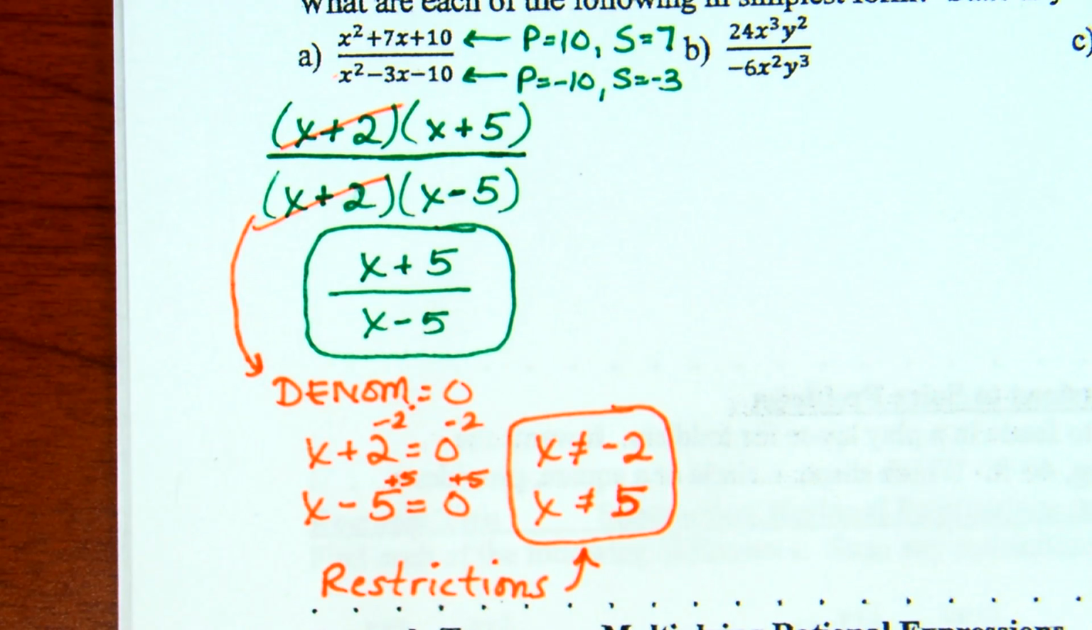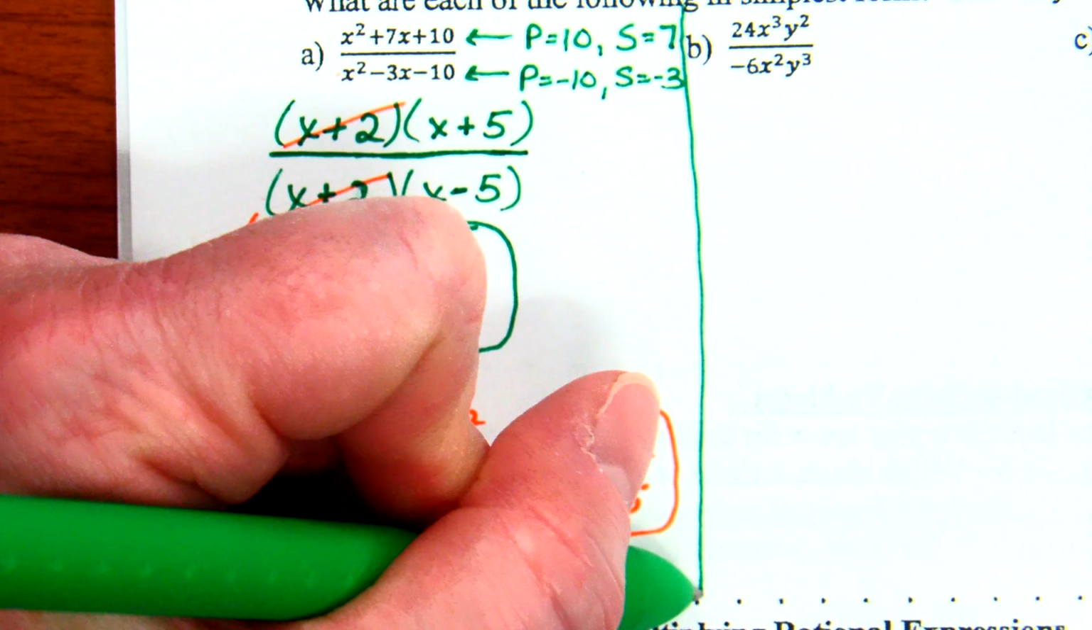Questions on anything I did there? Got it? It is a lot of information, and obviously it's not just a one and done example. We're going to do several. Yes? So what is the denominator equal 0?